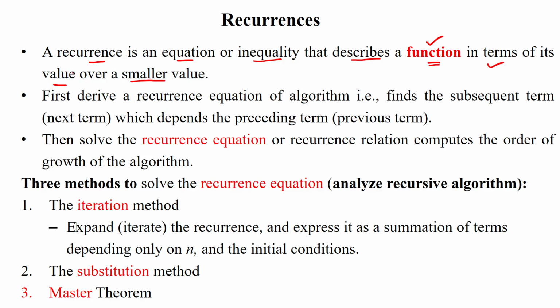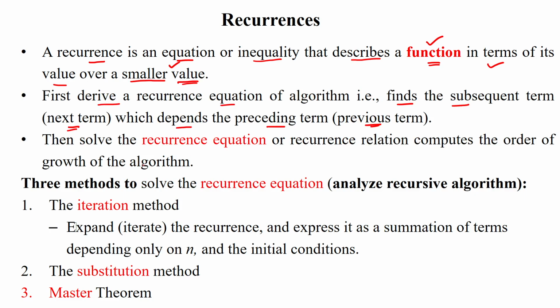That means we will segregate the biggest problem into smaller problems. So for the smaller problems we will find out the values. First, derive a recurrence equation of a written algorithm, that finds the subsequent term which is depending on the preceding term. That means the next term is depending on the previous term of the equation.